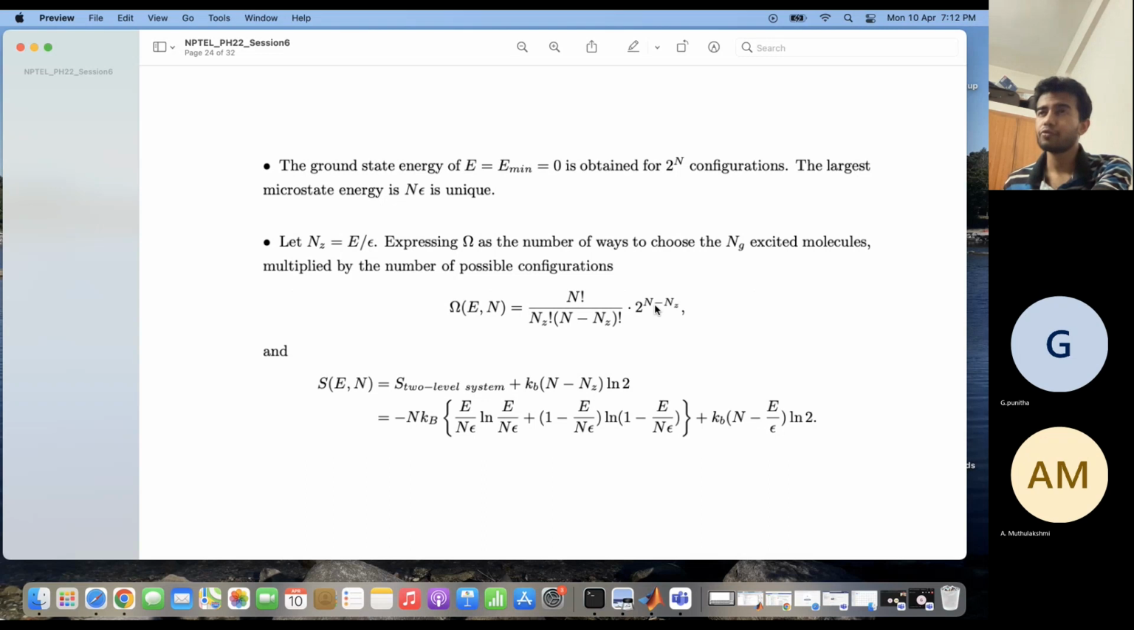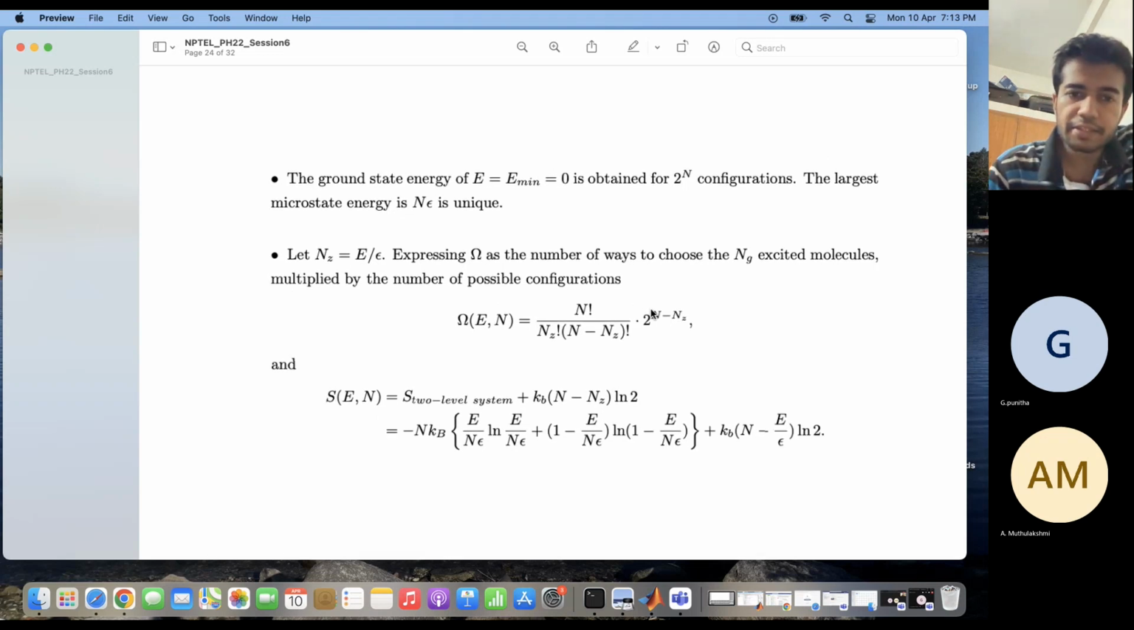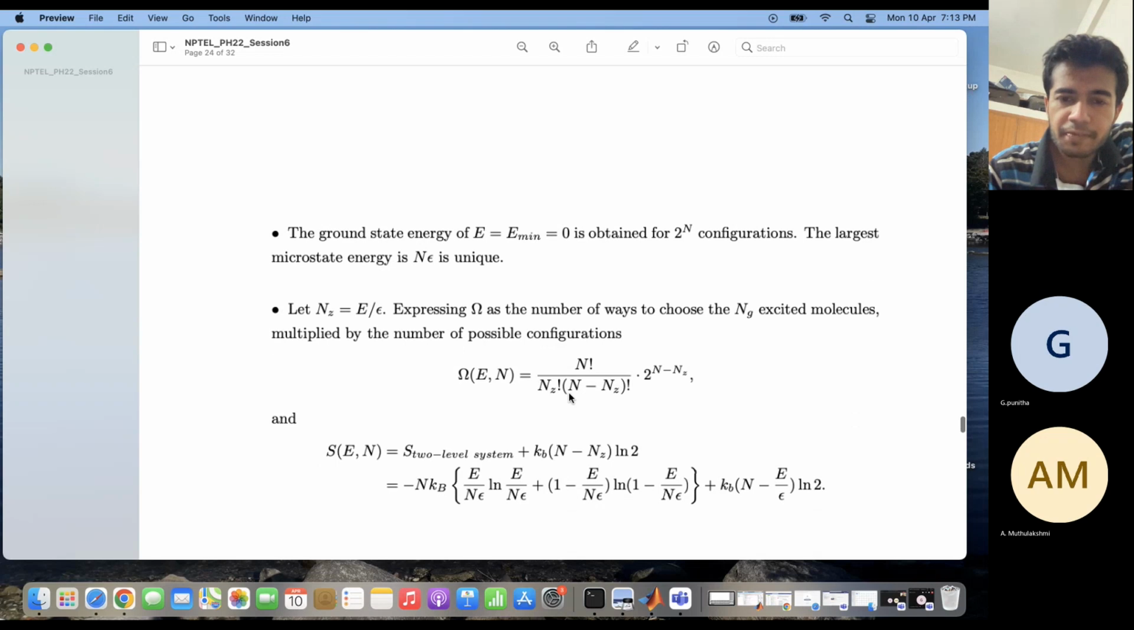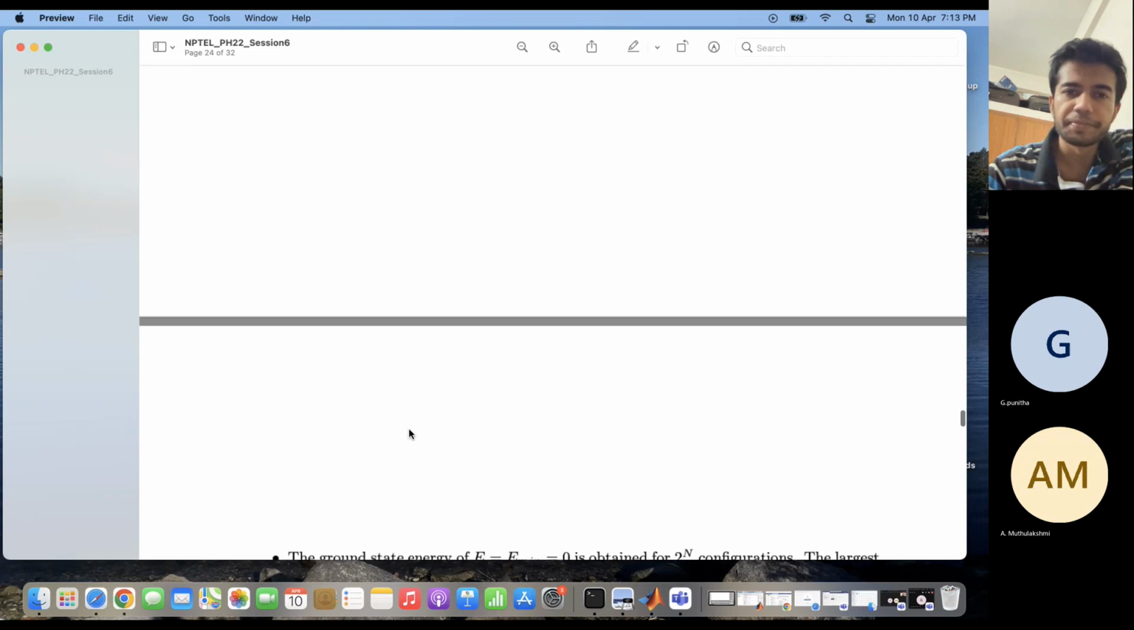Then you have a factor of 2^(N−nz), because the rest of the N minus nz molecules can lie along the two directions x or y. So this is the total number of possible configurations, the total number of microstates the system can have. The entropy is basically the log of this quantity. The first part is the entropy of a two-level system, since it is the number of microstates of a two-level system, plus kB (N minus nz) log 2. So this gives me the entropy of the system.